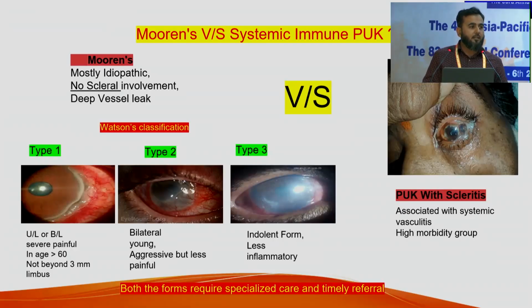Mooren's was described by Watson's criteria. There should be no scleral involvement. There is no scleral involvement in Mooren's, and it is mostly idiopathic in nature. Watson proposed the classification into 3 types: type 1, 2, and 3. Type 1 Mooren's is usually bilateral and painful, in those more than age 60. Type 2 can be seen in the young, more aggressive in nature and less painful. Type 3 is more of an indolent one. Whereas systemic immune PUK cases will have associated scleritis.